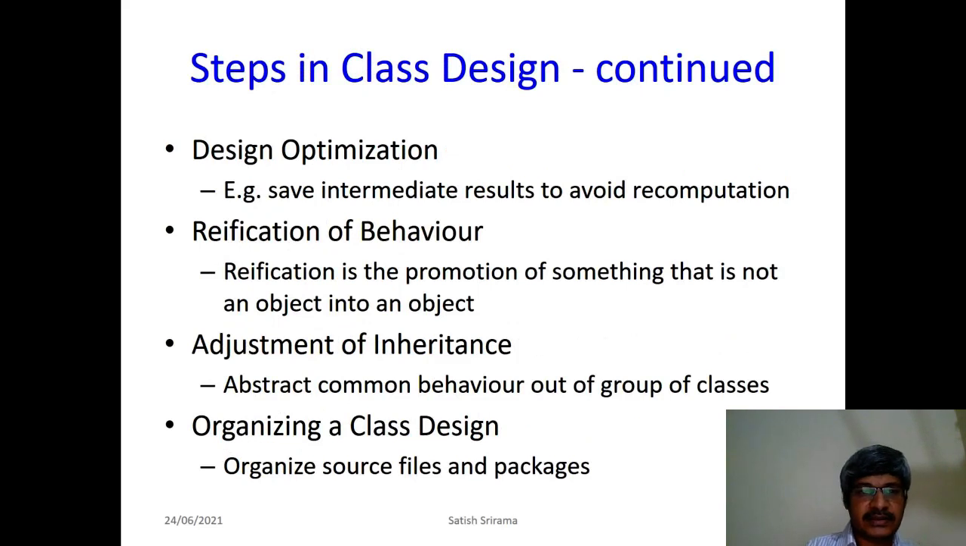Then comes the step of design optimization. For example, whatever we have talked about earlier, say saving the intermediate results to avoid recomputation. That comes as part of this design optimization.